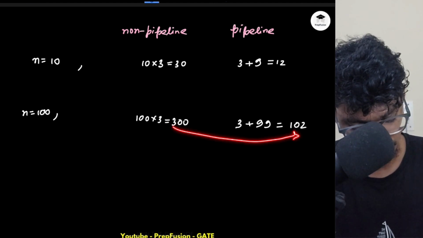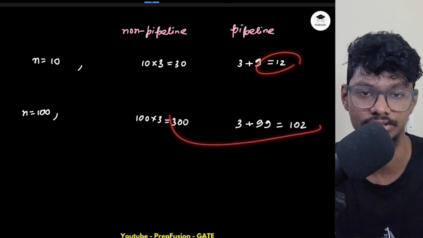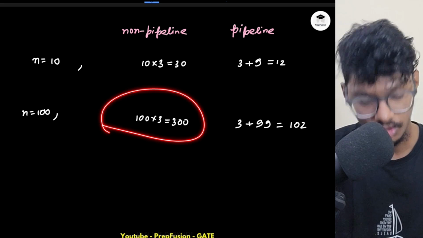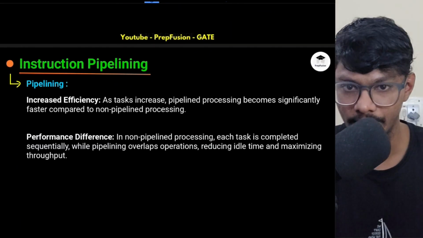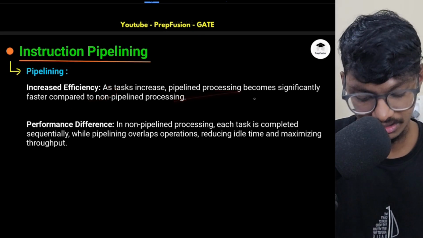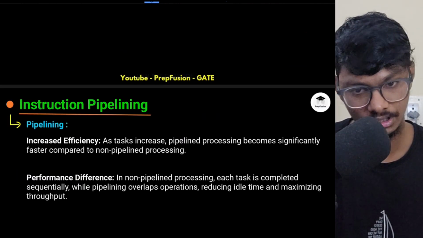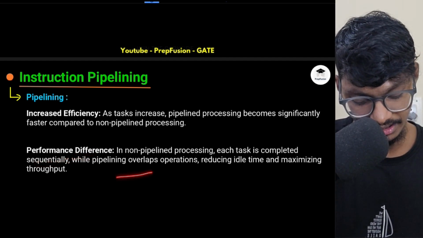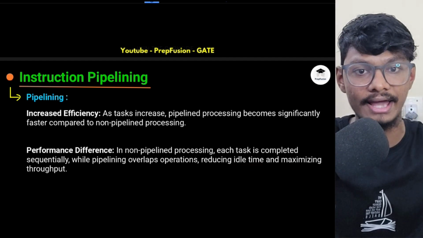Can you observe the difference here? This is almost 1/3, right? This is almost 1/3, a little greater than 1/3. So I can observe the number of cycles is very, very low compared to the non-pipeline architecture. So what is the difference between a non-pipeline system and a pipeline system? Basically we get increased efficiency. As tasks increase, pipeline processing becomes significantly faster than non-pipeline processing, as can be observed with the basic comparison. In non-pipeline processing, each task is completed sequentially, while pipelining overlaps operations, reducing the idle time and maximizing throughput. Basically it utilizes all segments.